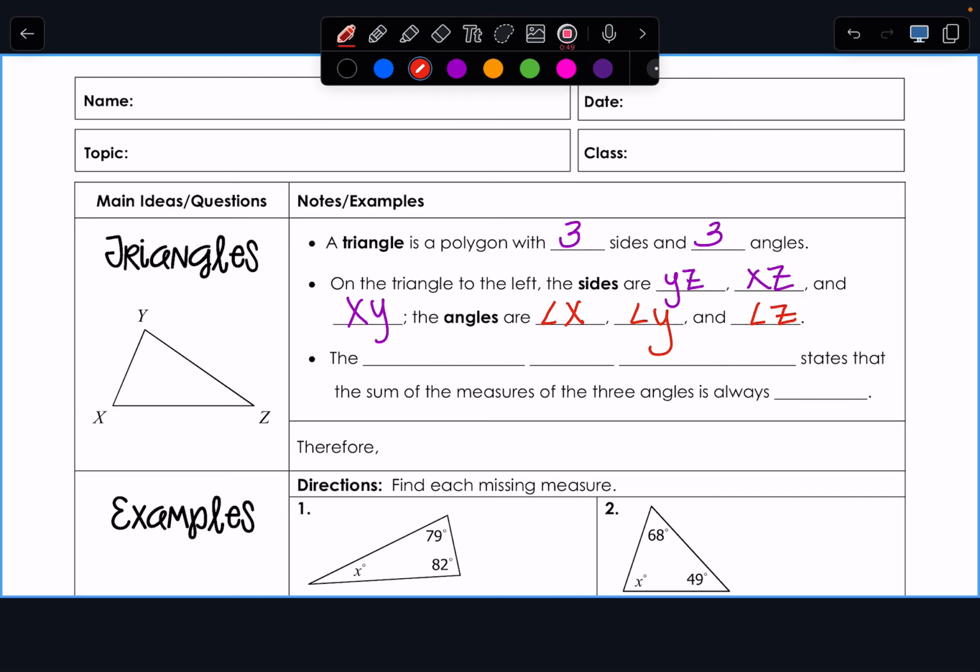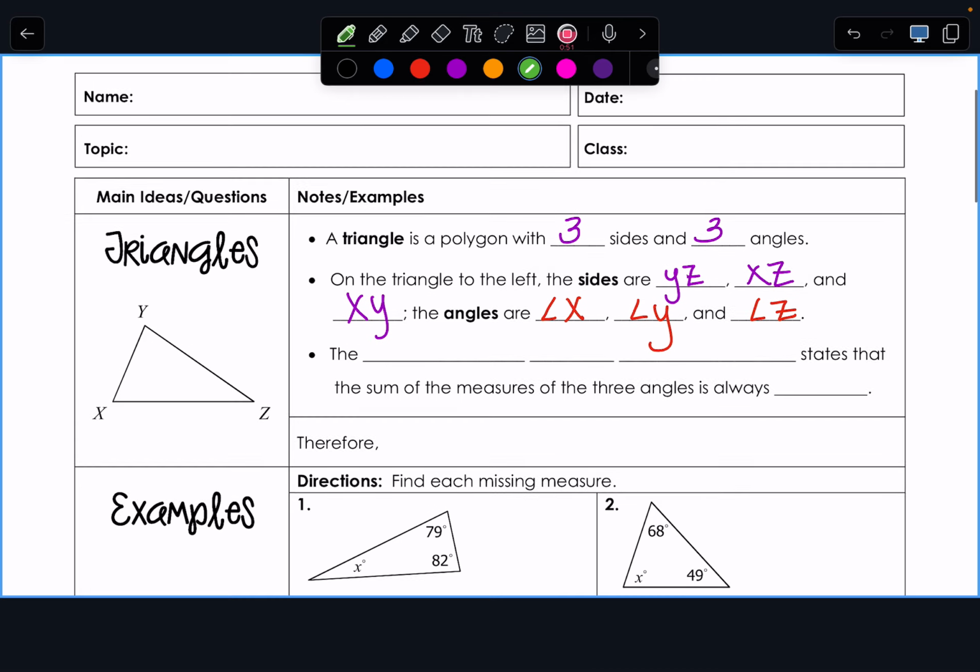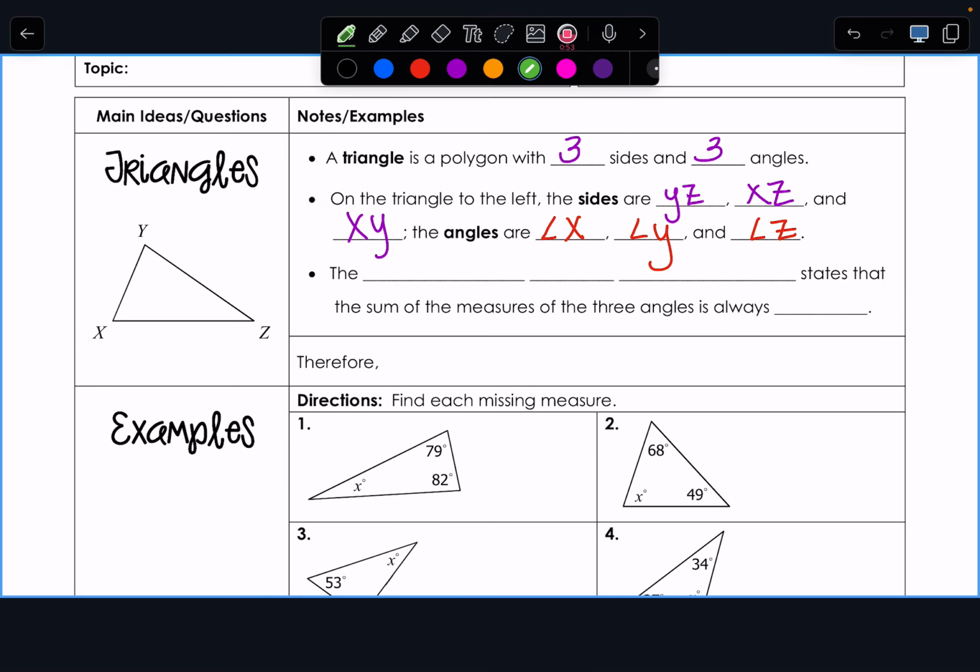So what we just demonstrated with folding that triangle is what we call the triangle sum theorem. I'll let you write it. We'll talk about what those words mean.